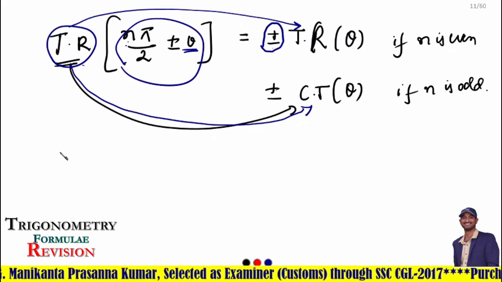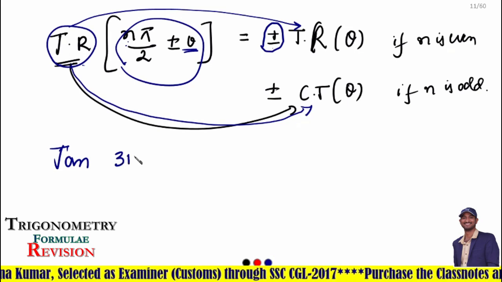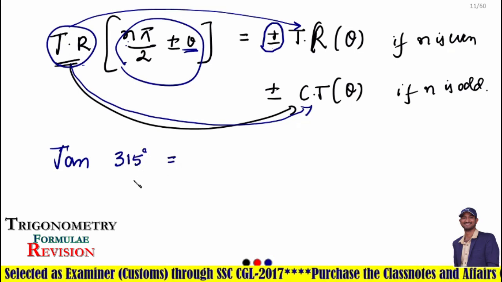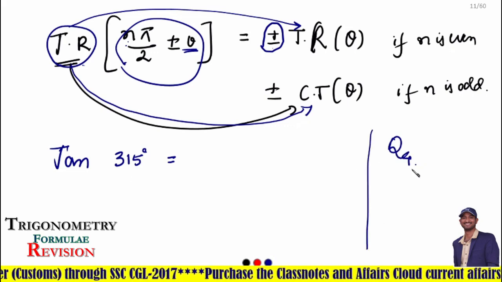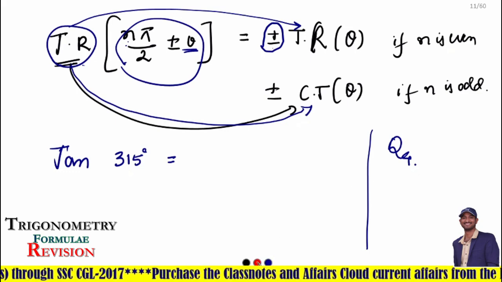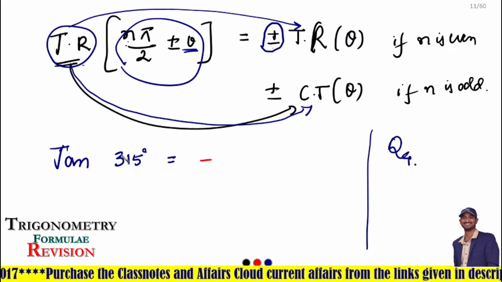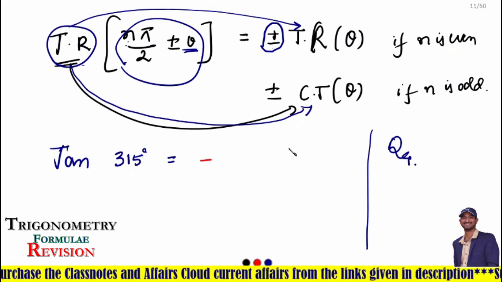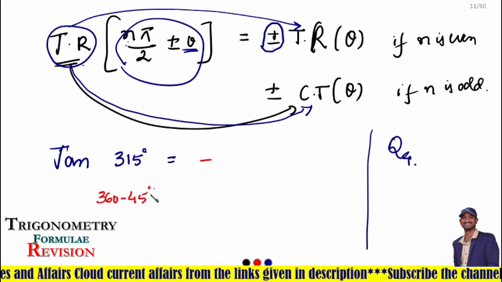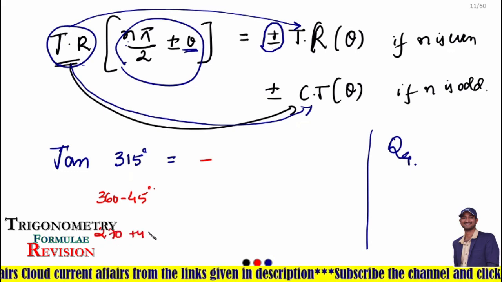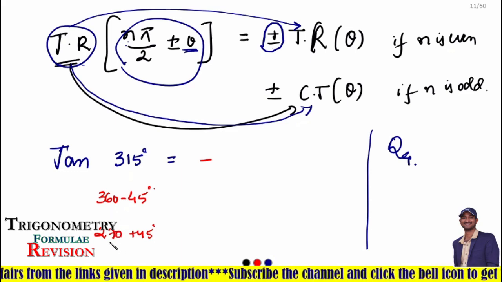So now I'll take another example. Tan of 315 degrees. Tan 315 degrees means it lies in Q4. In Q4, tan is negative. Yes, so minus. And 315 can be written as 360 minus 45 or 270 plus 45. Okay, 360 minus 45 or 270 plus 45.